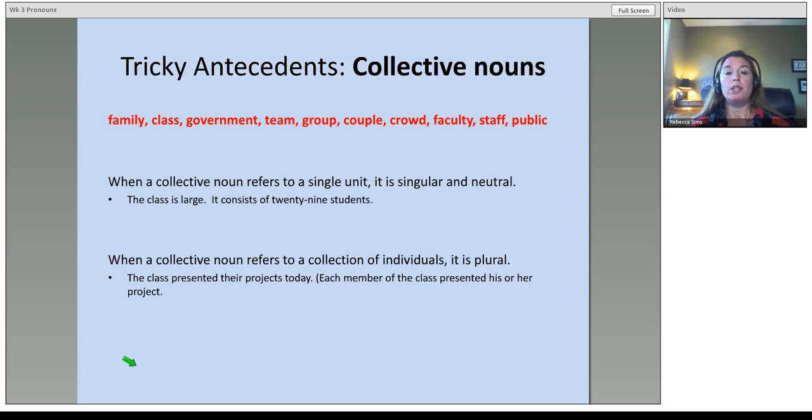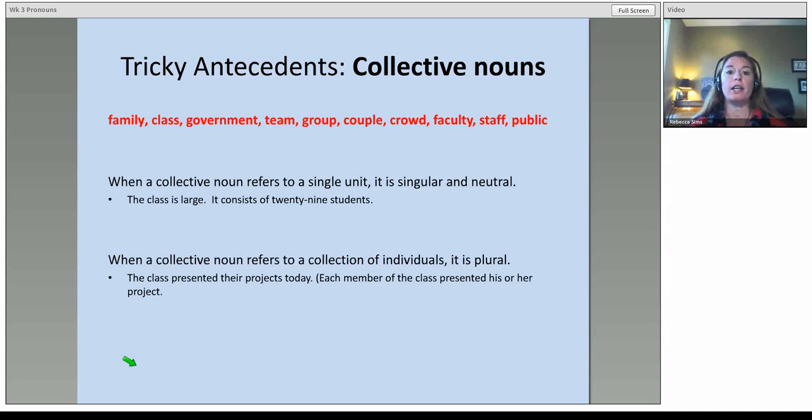Now we also have collective nouns: family, class, government, team, group, couple, crowd, faculty, staff, public. When a collective noun refers to a single unit, it is still singular and neutral. So the class is large. It consists of 29 students. The class is a singular group. It's a group, and it's referred to as just one unit, the class.